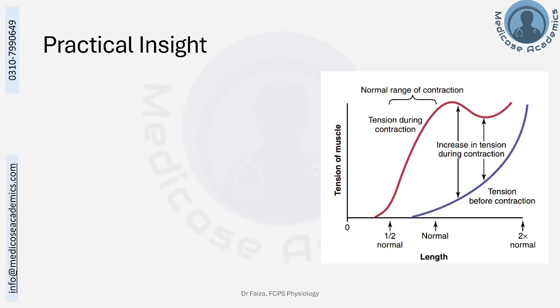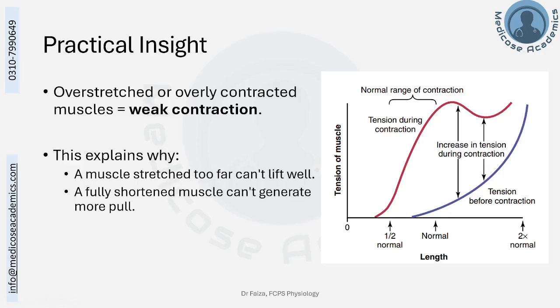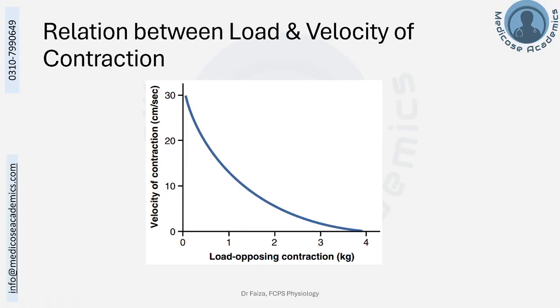Now, here comes the practical insight of this length tension relationship. Overstretched or overly contracted muscle will have a weaker contraction. For example, if you are lifting a heavy weight, you will be lifting it easily at your resting muscle length rather than if you have outstretched your hand already and then you are trying to lift a weight. It will be more difficult as compared to a non-stretched hand. That's all about the length tension relationship.